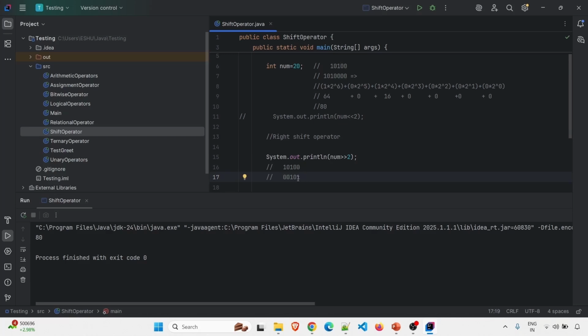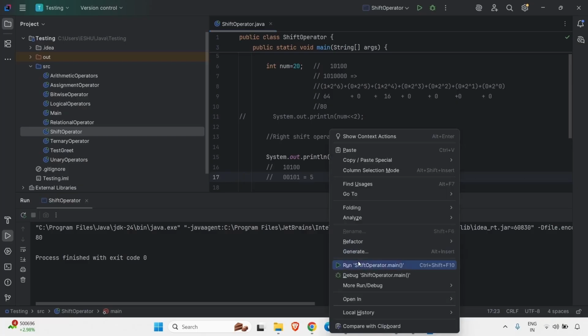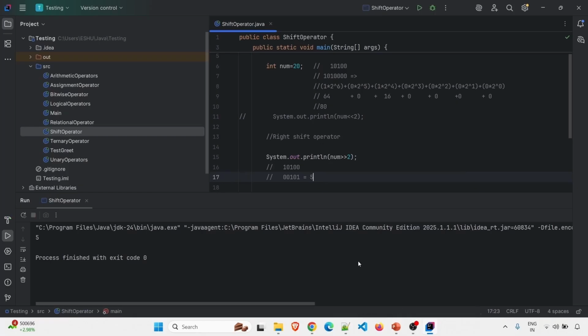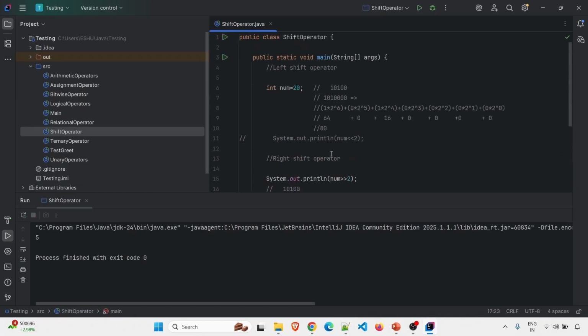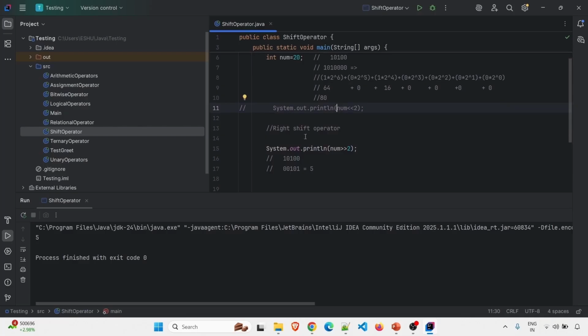So if you convert this binary to decimal, we will get output as 5. If I run this code, I should get output as 5. Yeah. So this is how the right shift operator works. In left shift, we are shifting the entire bits to the left side and adding 0 in the vacant positions. In right shift, we are shifting the entire bit pattern to the right side, adding zeros to the vacant positions and removing the extra bits.